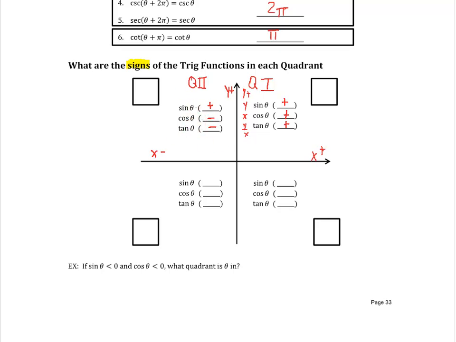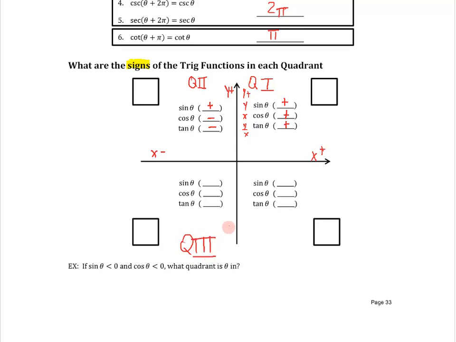We're going to use this to kind of reverse engineer some of our problems. So in some cases, instead of me giving you the angle, or instead of you having an angle and wanting to find the trig function values, it may be that you have some of the trig function values and you want to find either the angle or other trig function values. But the first thing you need to know is, where is that angle? So by knowing just whether they're positive or negative, you can figure out whether you're in quadrant 1 or quadrant 2, and you can keep going.